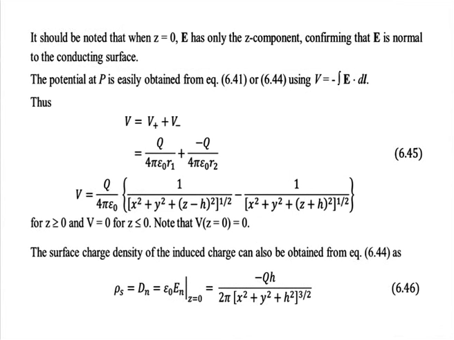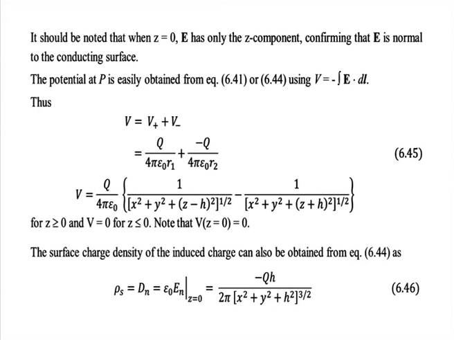It should be noted that when z is equal to 0, E has only the z component, confirming that E is normal to the conducting surface. The potential at P is easily obtained using equation 6.41 or 6.44 using the expression V is equal to minus integral of E dot dl.